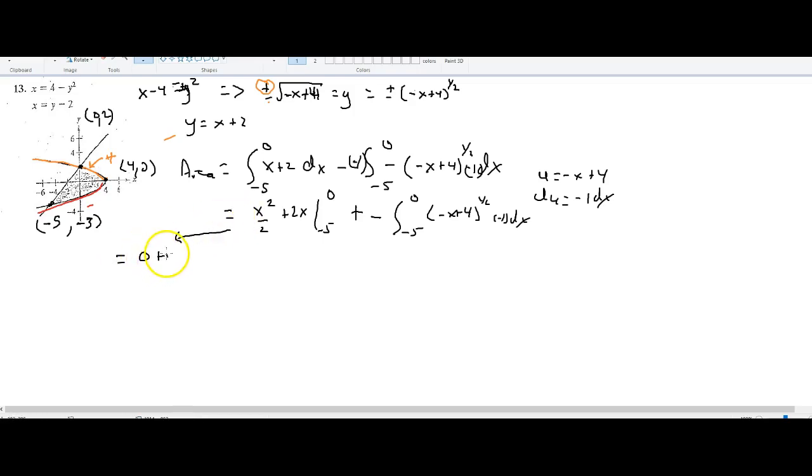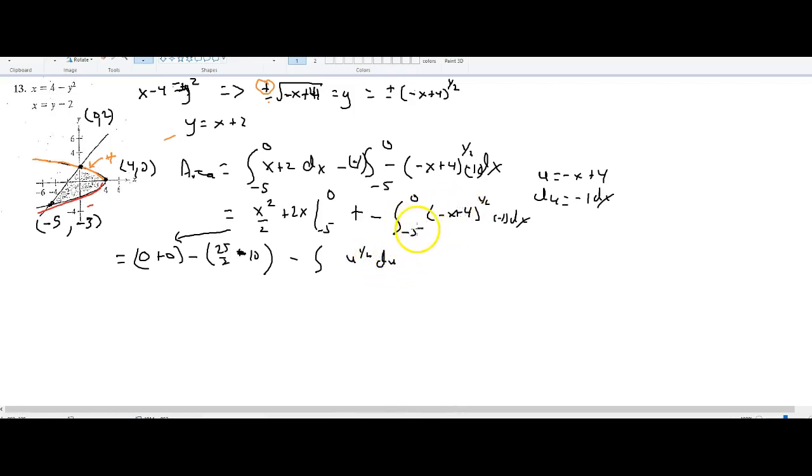So I plug in a 0, plus 0, minus, plug in my negative 5, I get 25 halves minus 10. All right, and then minus, and now I'm going to start this mess, and I'm going to realize, oh, I got a u substitution, so this becomes u to the 1/2 power du. That looks much better than my life was a second ago.